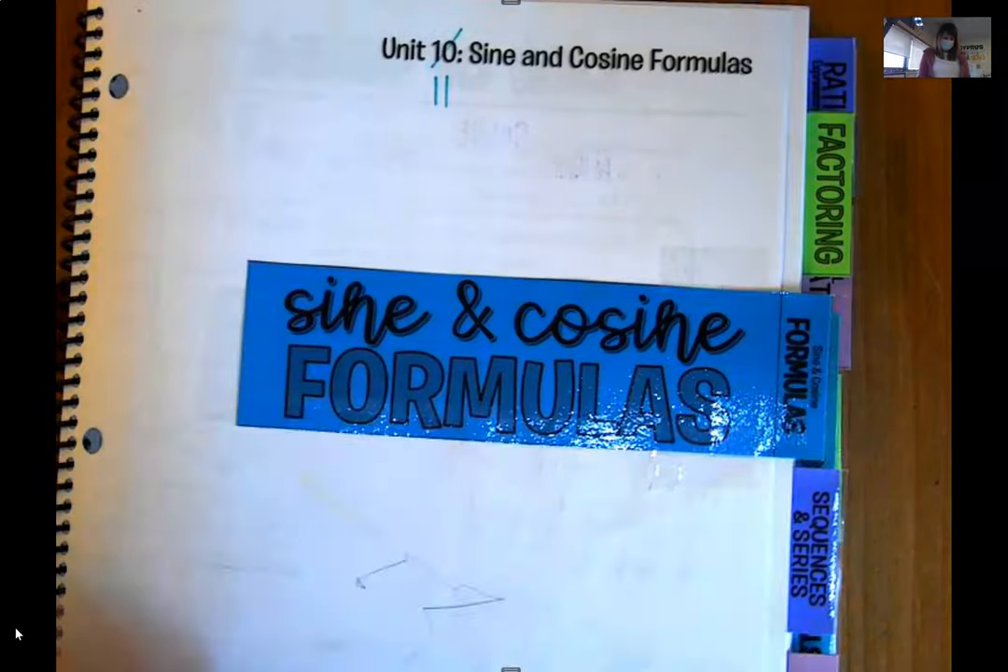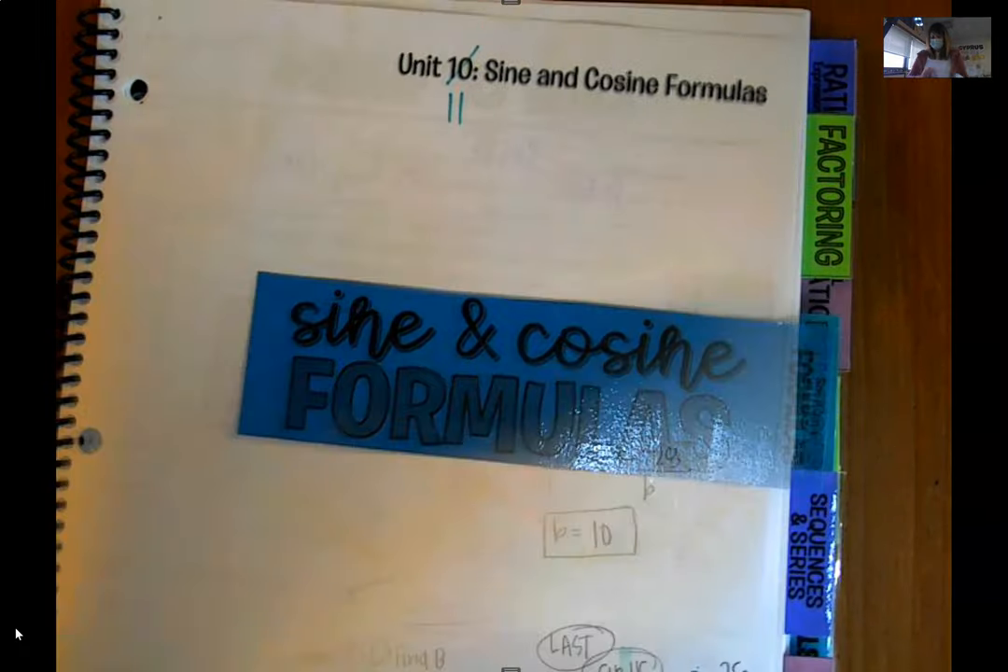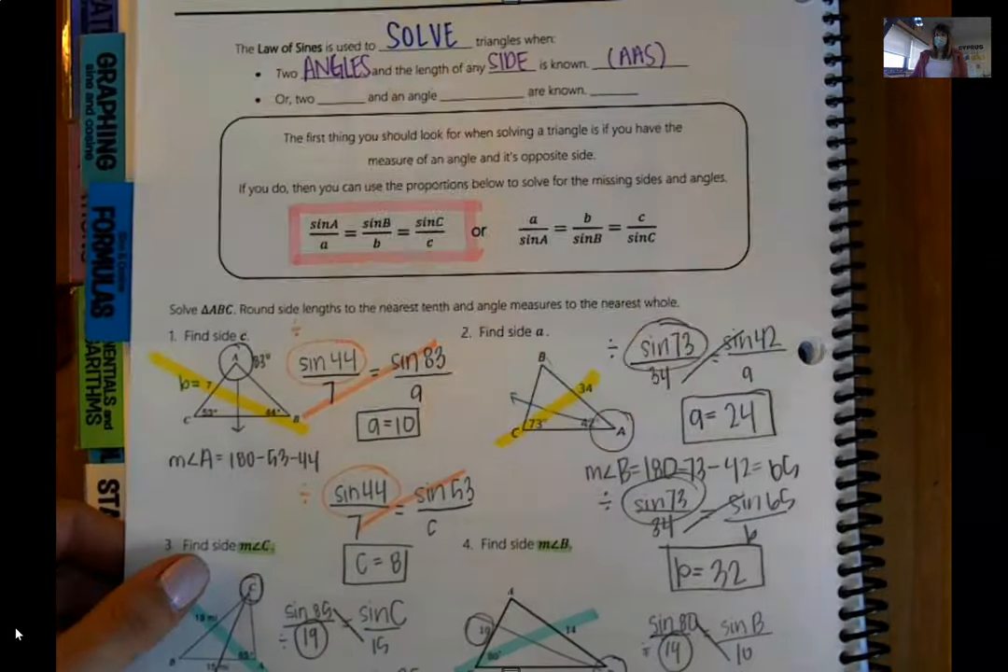Okay, so we're still in sine and cosine formulas, unit 11. We did law of sines, where we found a side length using the fractions.